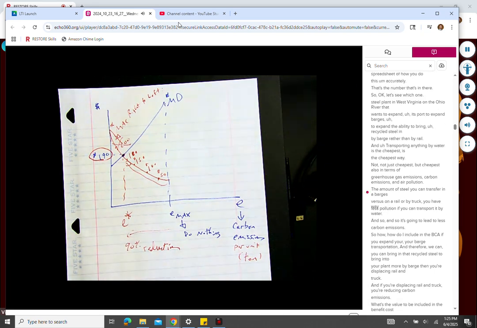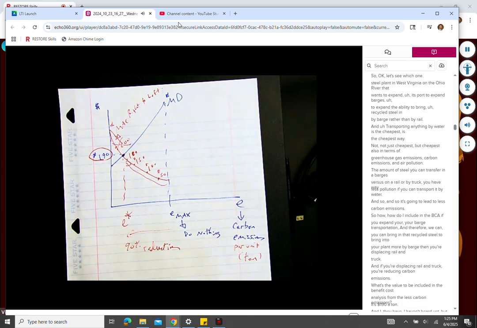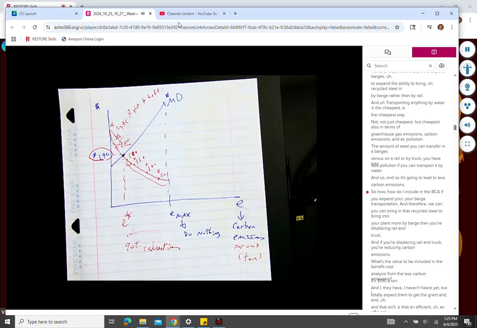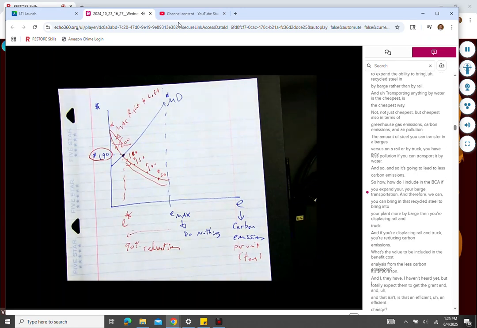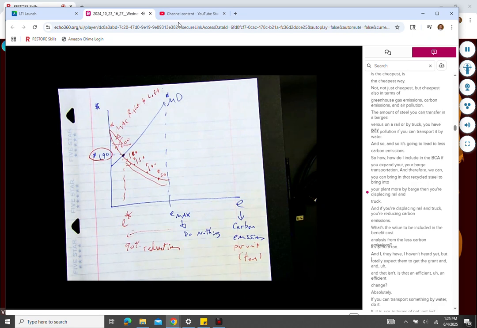The amount of steel you can transfer in a barge versus on a rail or by truck, you have way less pollution if you can transport it by water. And so it's going to lead to less carbon emissions. So how do I include that in the BCA? If you expand your barge transportation, and therefore you can bring that recycled steel into your plant more by barge, then you're displacing rail and truck.